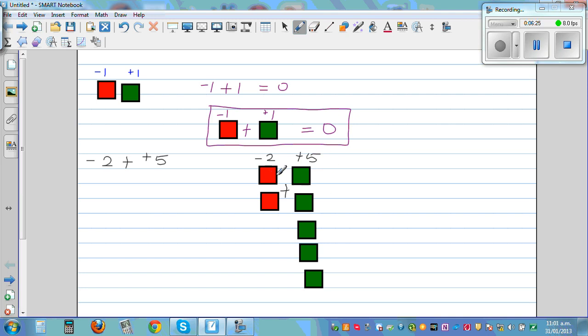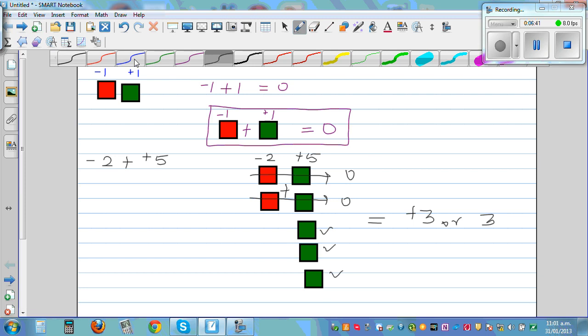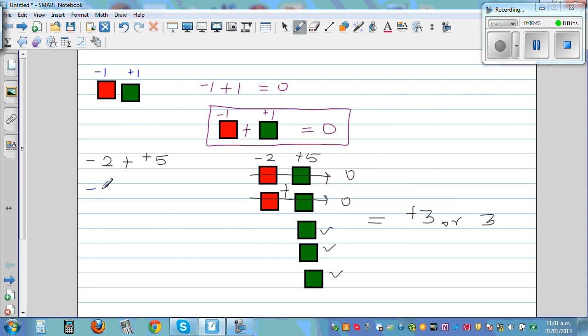So what's happening? This and this cancel out, so this is 0. This and this cancel each other out. So you've got 3 green tiles. That means your answer is positive 3, or only 3. If you don't want to use the green tiles, this is the same as asking what is negative 2 plus 5, which is plus 3.